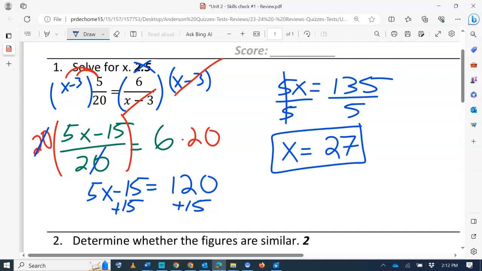If you'd like, you can check your answer by putting 27 in over here. What will we get? 6. So 27 minus 3 would be 24. So you'd have 6 divided by 24, which is equal to 0.25. And this is also equal to 0.25. So it does check out.